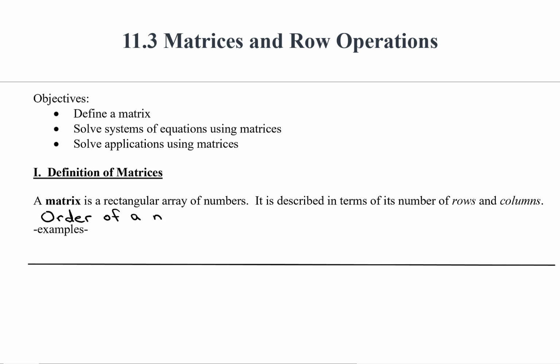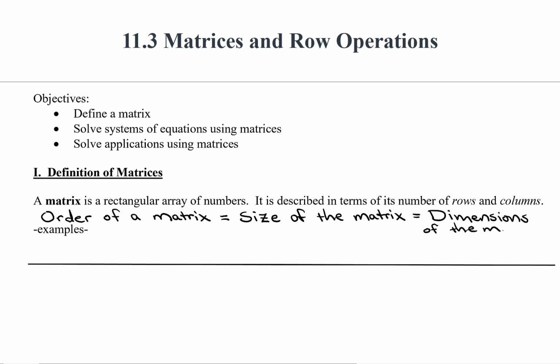The order of a matrix is equal to the size of the matrix, which is also equal to the dimensions of the matrix. In order to determine the order of a matrix, you need to know the number of rows and the number of columns. And it needs to be stated in that order. Number of rows, number of columns. Number of rows has to go first.